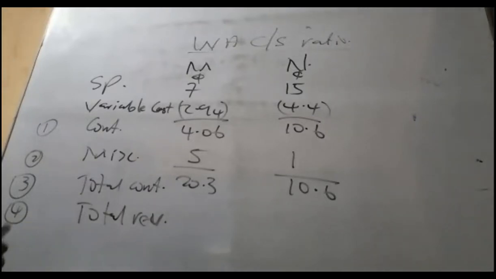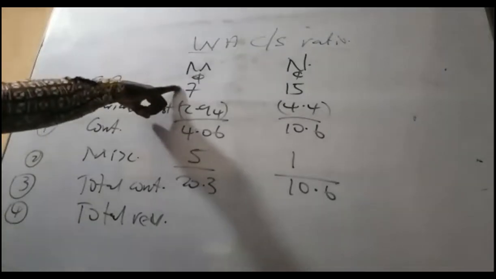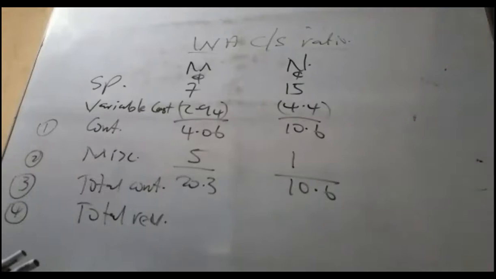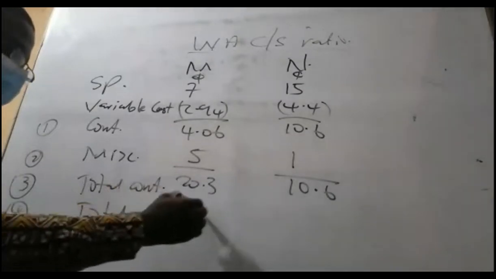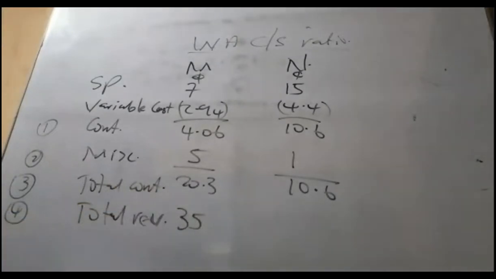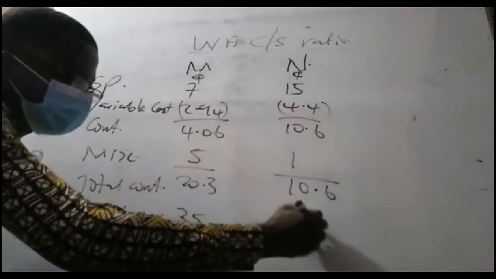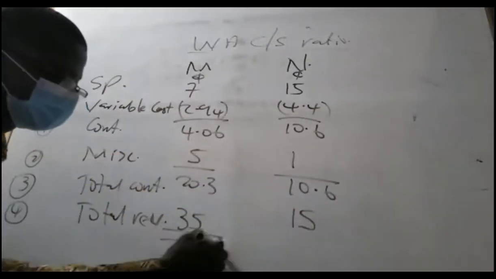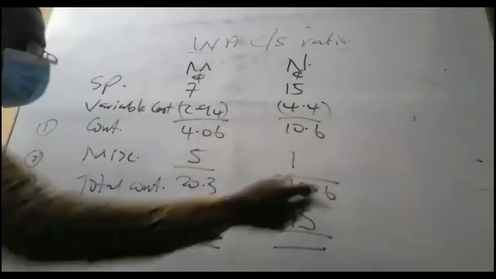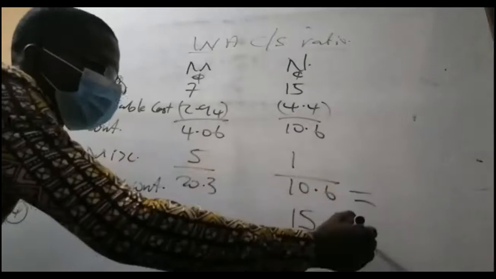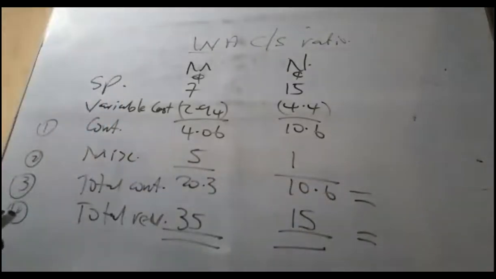Total revenue will be the selling price times what? The mix. Perfect. The selling price times the mix. So 7 by 5 will give us 35. Then 15 by 1 will give us what? 15. Good. We are done. For these ones, we need the total. So what's the total sales and total contribution?